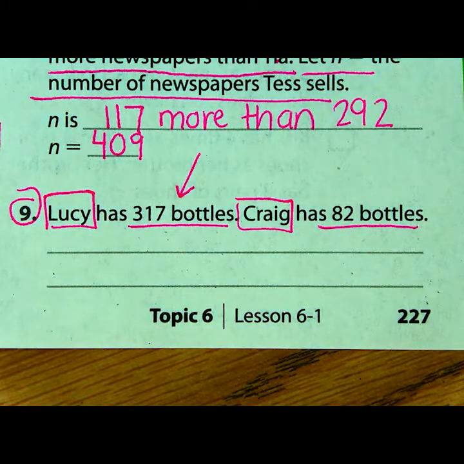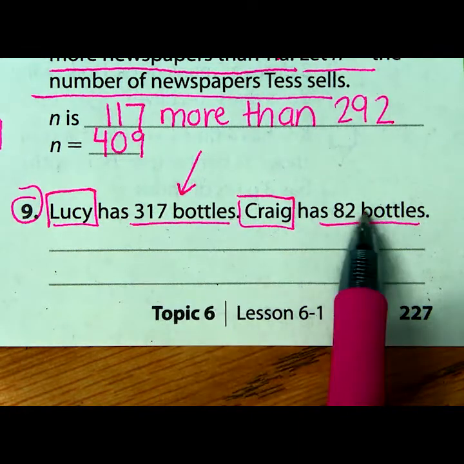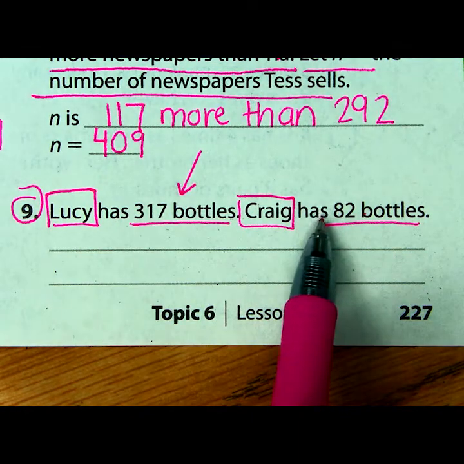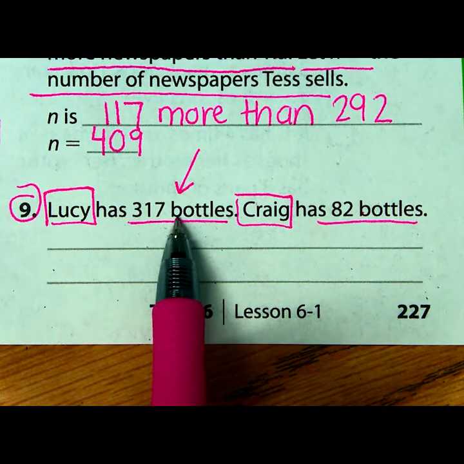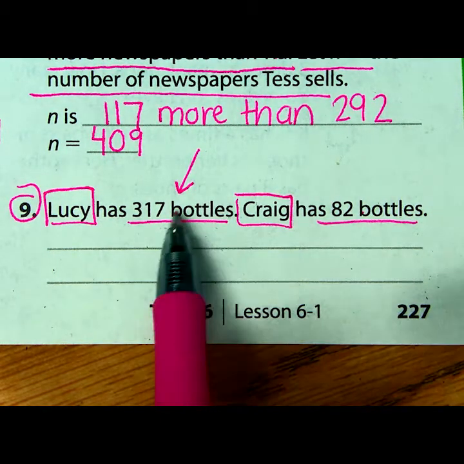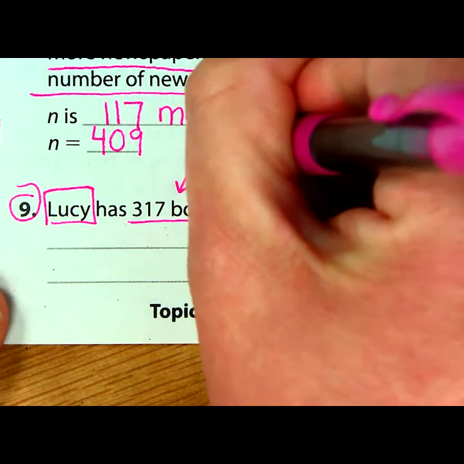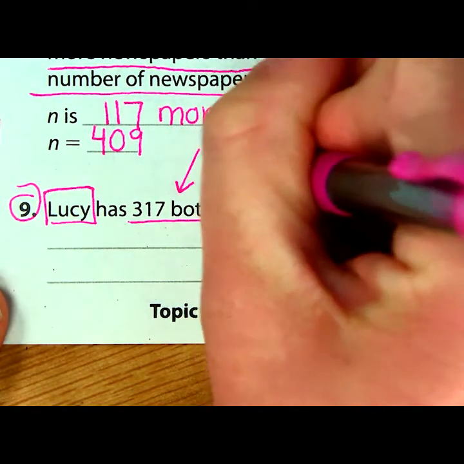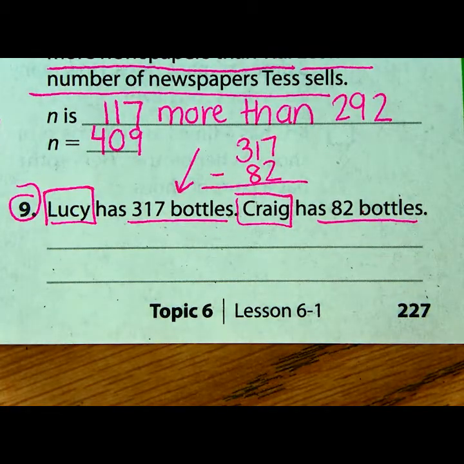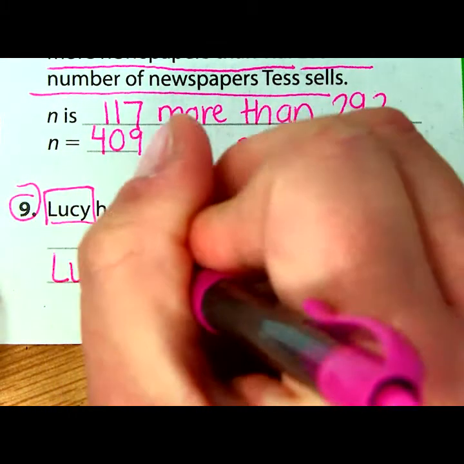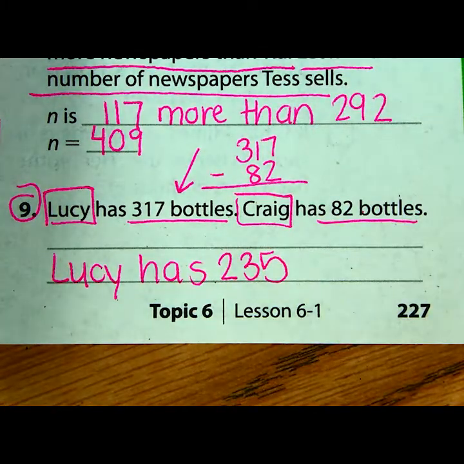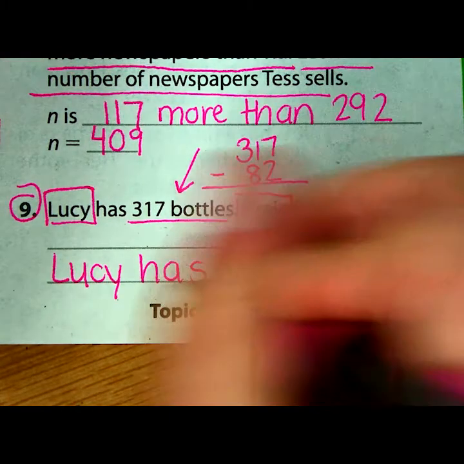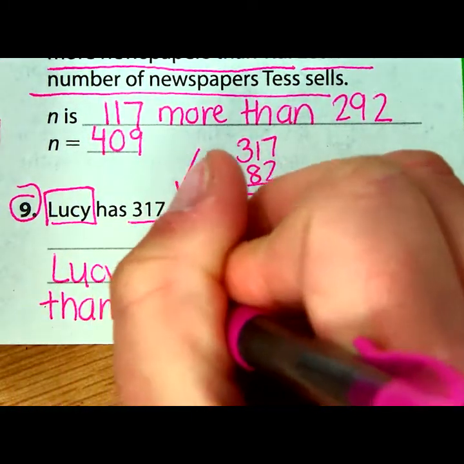So now we need to compare. I don't know that I can multiply here. I don't know about that as far as a relationship, 82 multiplied by a certain number. I'm not really sure. But what I could do, if I just need to give a relationship between these 2 to compare them, then I could subtract 317 minus 82. And when I do that subtraction, I would find out that Lucy has 235 more bottles than Craig. I'm just going to put more than Craig. I'm trying to squeeze this in here so you guys can read it.